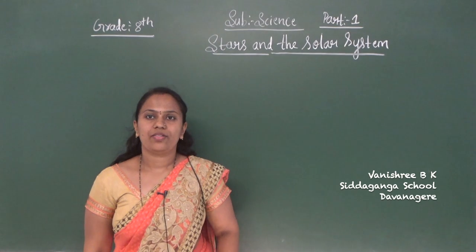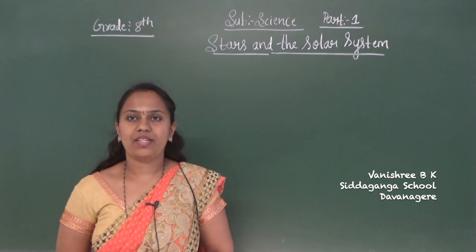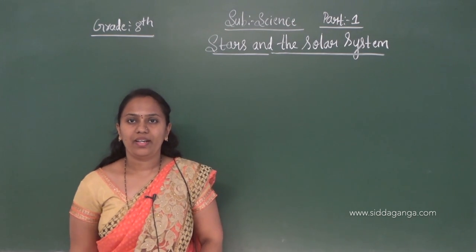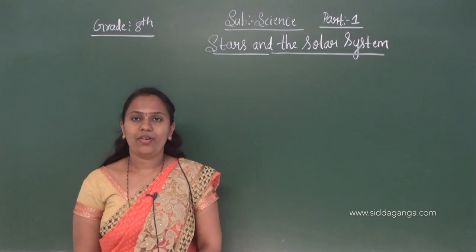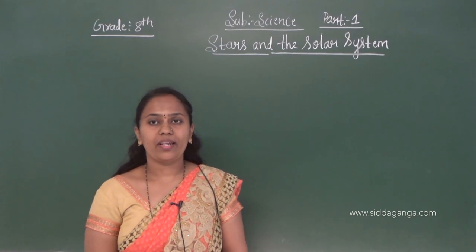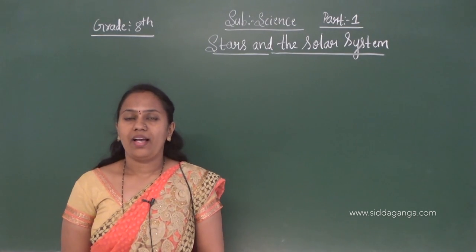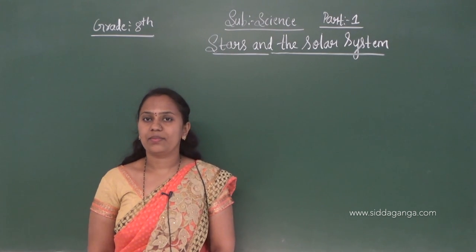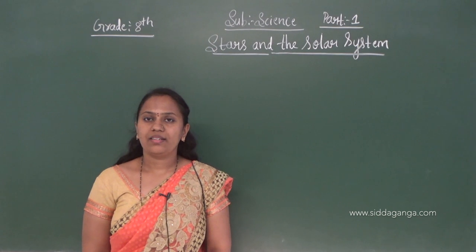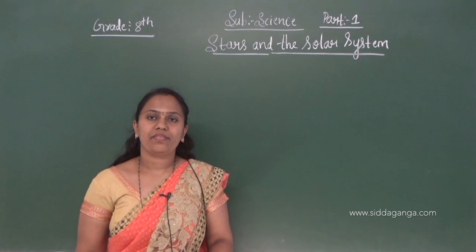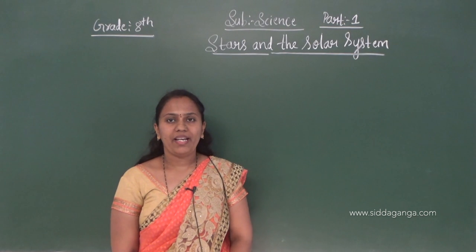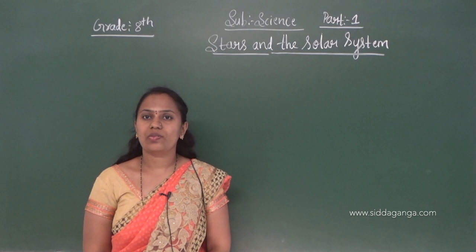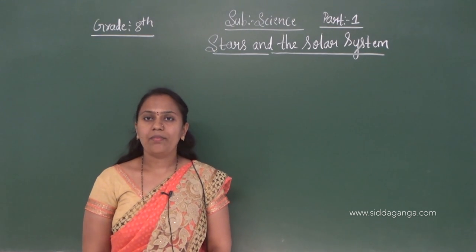Hi everyone. So in this part, we are going to start a new lesson, the stars and our solar system. What are the things that come to your mind when we are talking about the solar system? Our solar system consists of planets and some stars and moon, sun, earth. So like this, the picture will come to your mind. The solar system mainly consists of 8 planets and also some stars and some satellites.